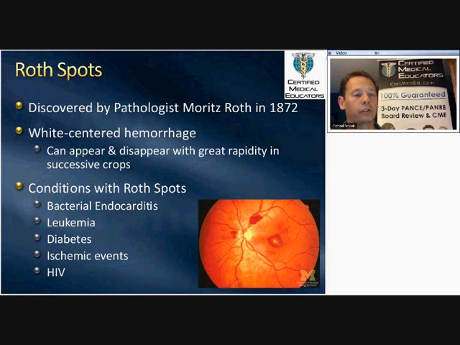And of interest, I learned that these can actually appear and disappear pretty quick, meaning within 20 minutes or so they could show up and also kind of dissipate within another 10 or 15 minutes. So they kind of come and go in certain infections or conditions. Most commonly, we associate these with bacterial endocarditis, but there are other conditions including HIV, diabetes, and ischemic events of patients. They're basically a cotton wool spot surrounded by hemorrhage.